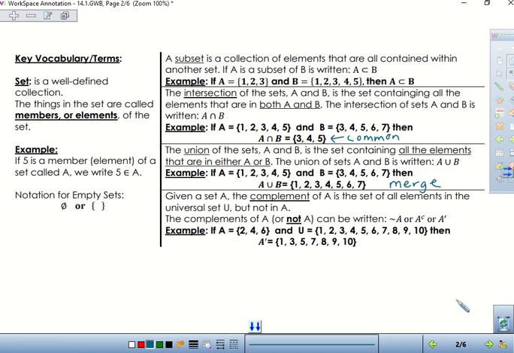Okay. So let's go ahead and do some examples. And then if there's nothing, we would say empty set, which we could write either this way or this way. And then a member of a set: if we want to say 5 is in the set A, we would say 5 is an element of set A, and we use that little E symbol.